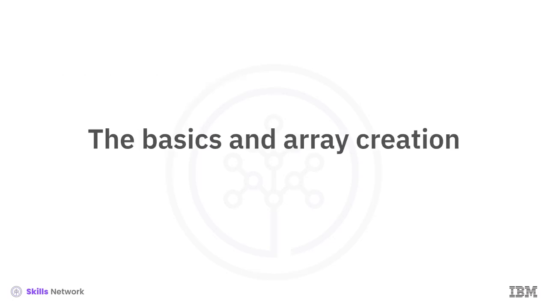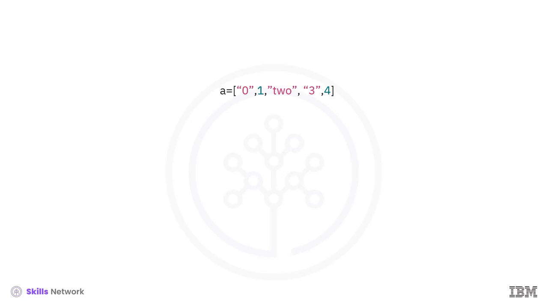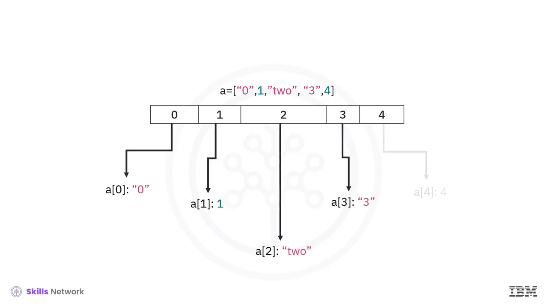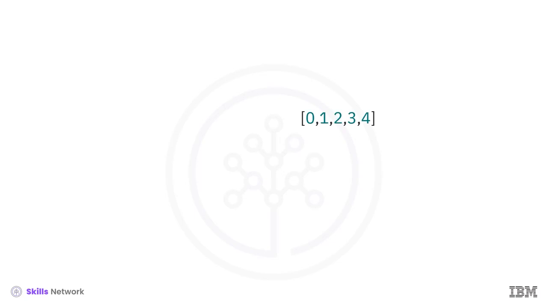Let's go over how to create a NumPy array. A Python list is a container that allows you to store and access data. Each element is associated with an index. We can access each element using a square bracket as follows. A NumPy array, or ndarray, is similar to a list. It's usually fixed in size, and each element is of the same type, in this case integers.